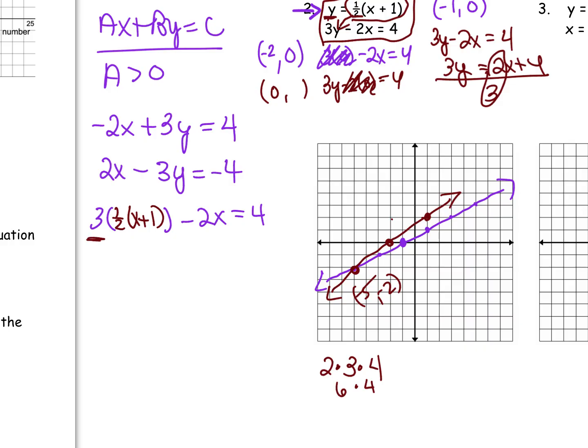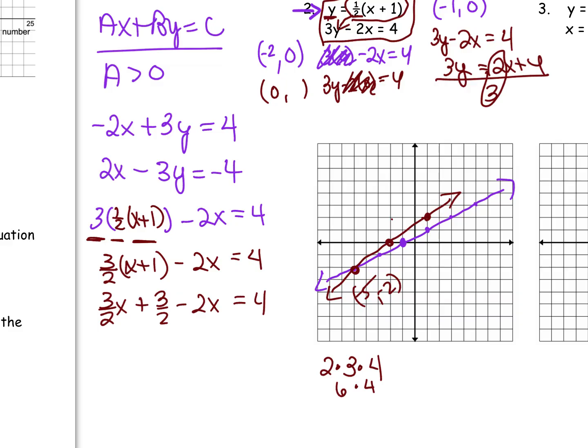Okay, what I want you to notice is this is 3 times a half times x plus 1. This is the same thing. So we're going to multiply 3 times a half first. So we got 3 halves, x plus 1, minus 2x equals 4. Now what will we do? Now you do 3 halves times the x plus 1. So we have 3 halves x plus 3 halves minus 2x equals 4.